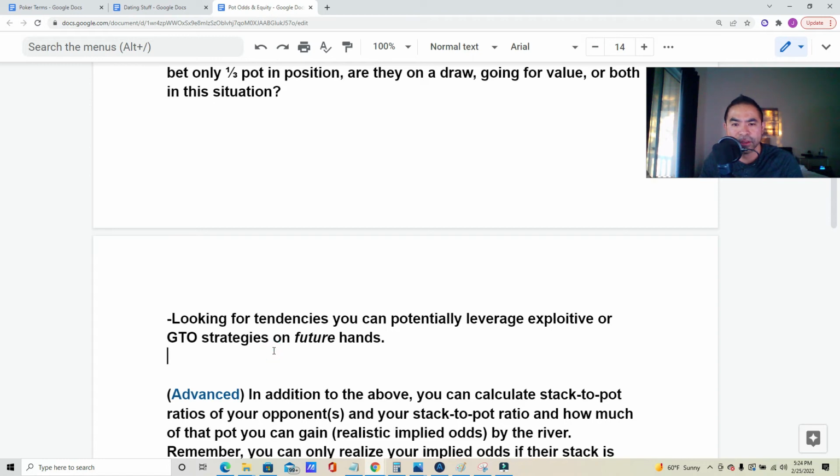You're looking for tendencies that you can potentially leverage exploitively. I'm probably saying that wrong, but you know what I mean, or GTO strategies on future hands. So again, that's going back to noticing patterns in your players, if their patterns are based on mood, if it's based on strategy, or they're just going with playing their hand. So everything that I explained before reading that sentence, excuse me, is applying to that sentence right there.